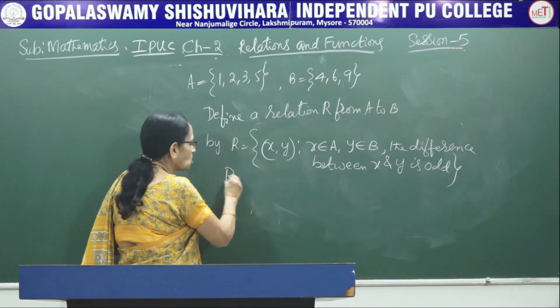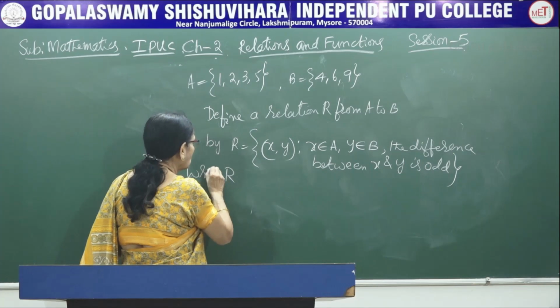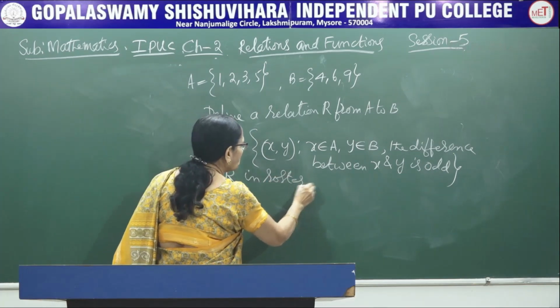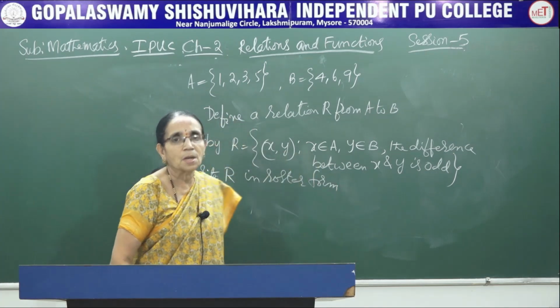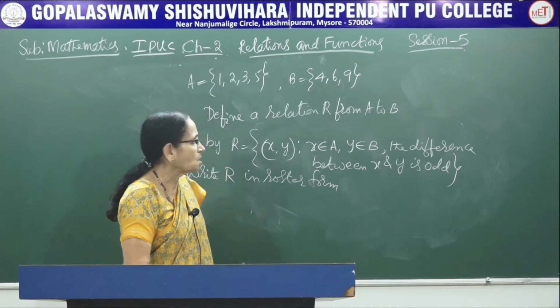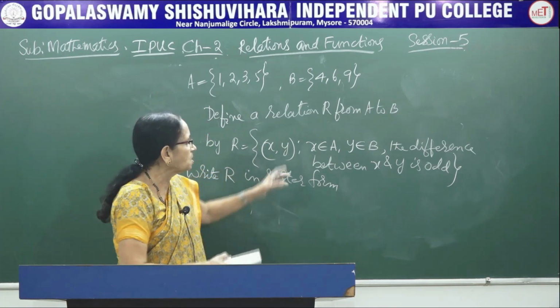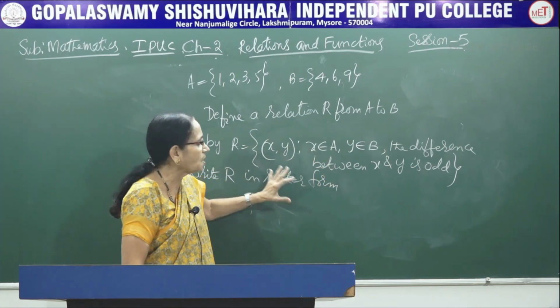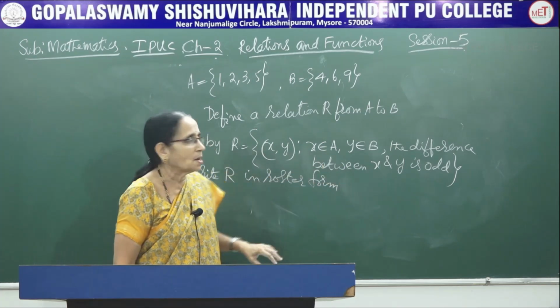What you have to do is only one thing: write R in roster form. That is what you have to find out, not the domain or range or anything. You have to write the elements. It has been given in the rule method or set builder form, and you have to write the exact elements which satisfy this particular relation.